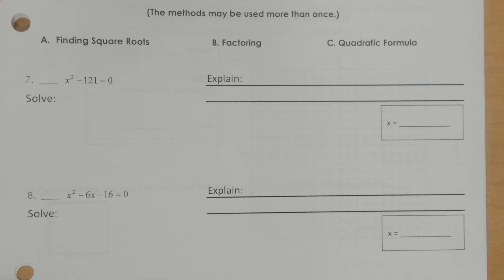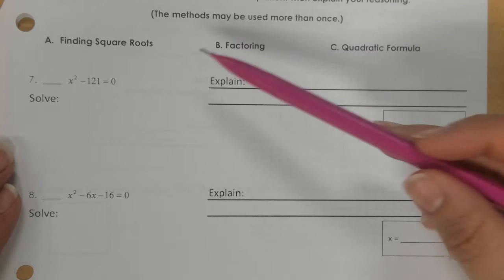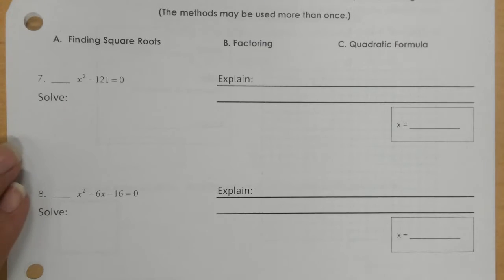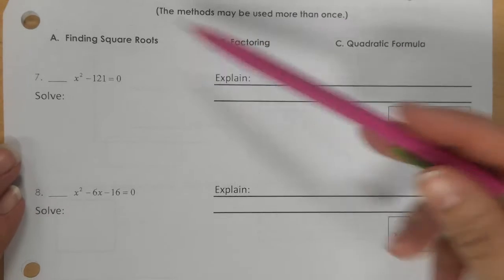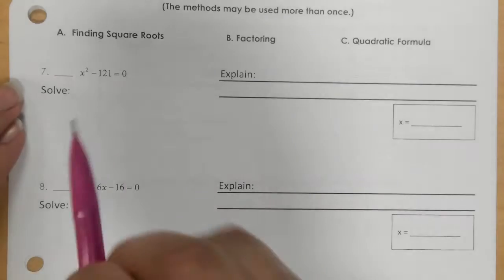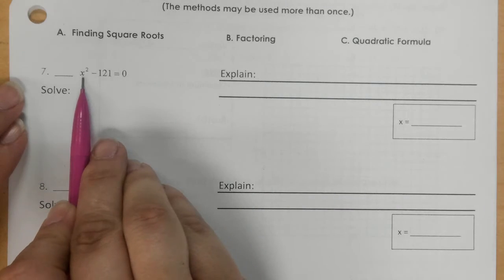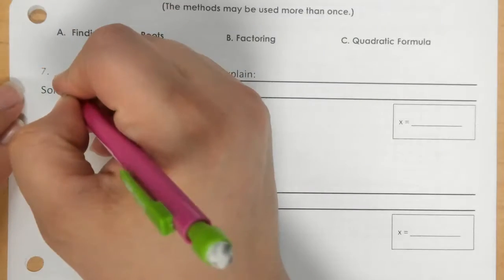For number 7 through 10, we have to decide if it's going to be A, B, or C. So for A, finding square roots, we're going to look for no x term. So in number 7, we only have an x squared term, no x term. That's going to be A.